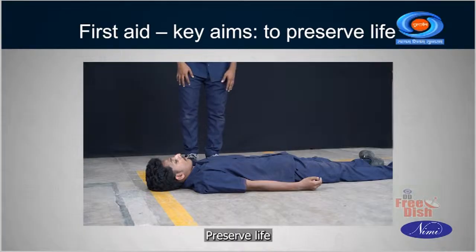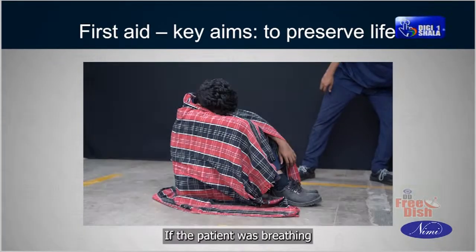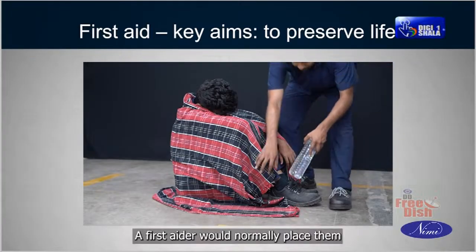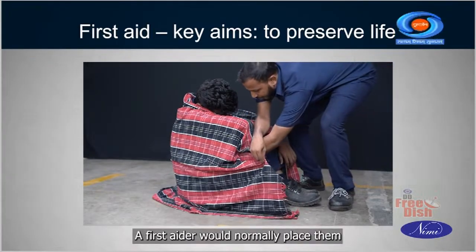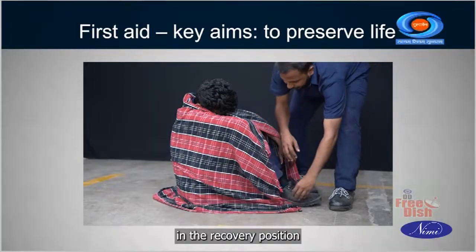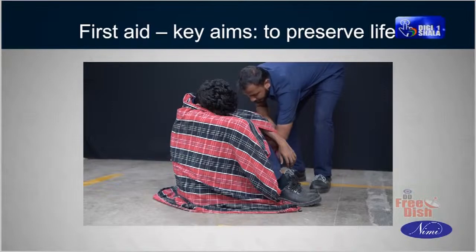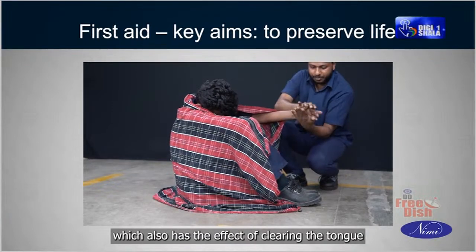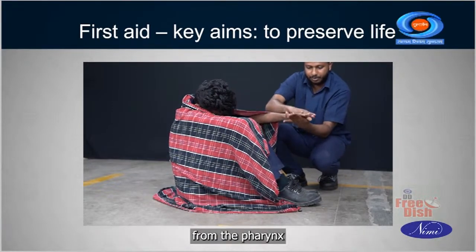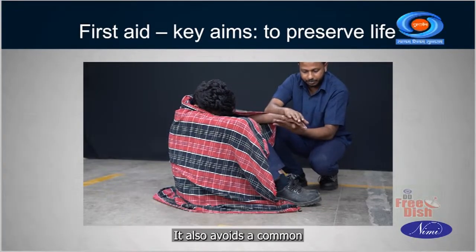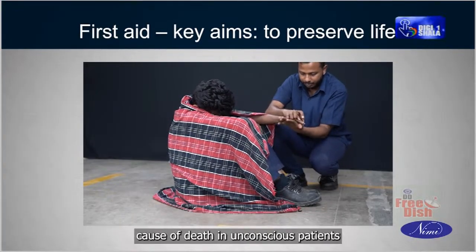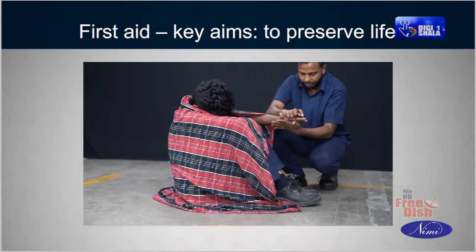Preserve life. If the patient is breathing, a first aider would normally place them in the recovery position with the patient leaned over on their side, which also has the effect of clearing the tongue from the pharynx. It also avoids a common cause of death in unconscious patients.